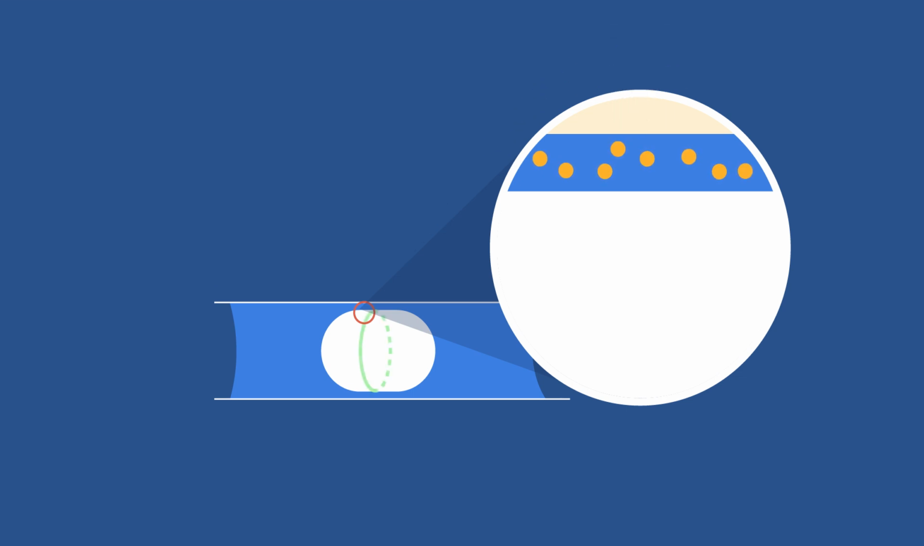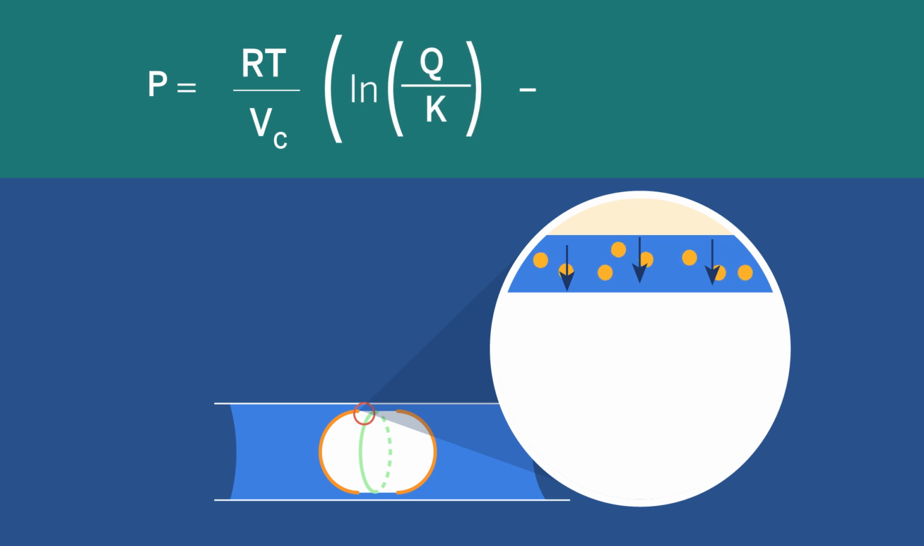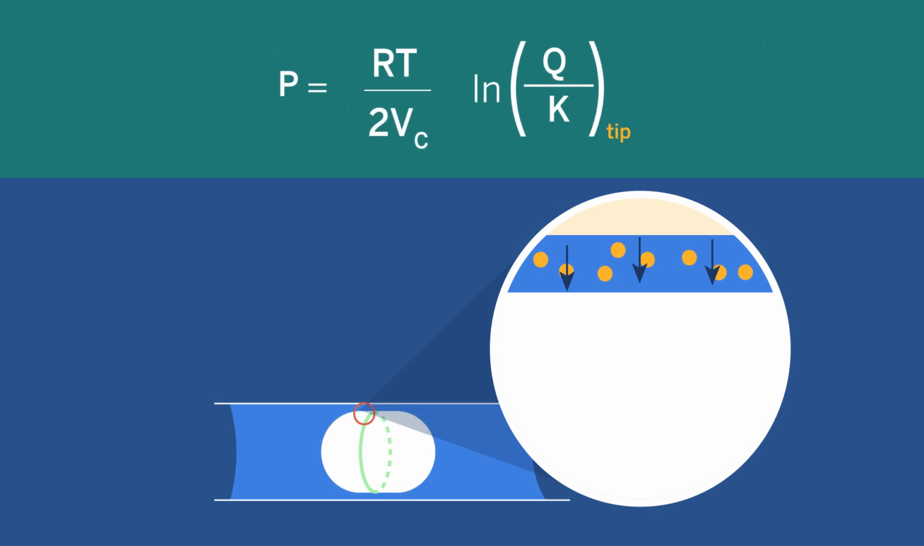Under such conditions, it can be shown that a disjoining pressure is applied by the porous matrix to resist the crystal growth, and that its magnitude is then given by P equals RT over V_c times the difference between the natural logarithms of the supersaturation at the tip and at the side. For our cylindrical pore, this simplifies to the following expression for the disjoining pressure: P equals RT over 2V_c times the natural logarithm of the supersaturation at the tip.